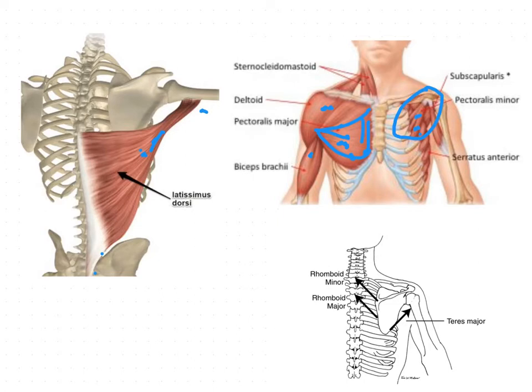The pectoralis minor is oriented to internally rotate and downwardly rotate, and anterior tilt the scapula.